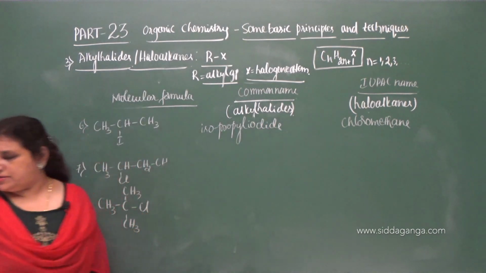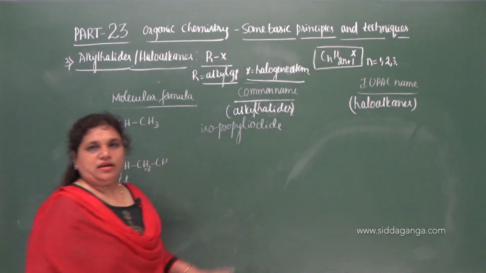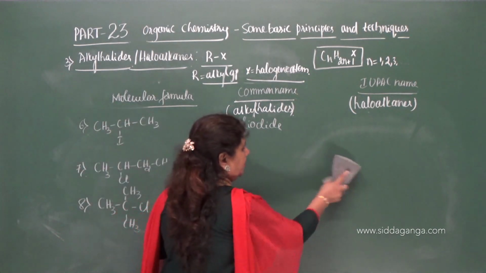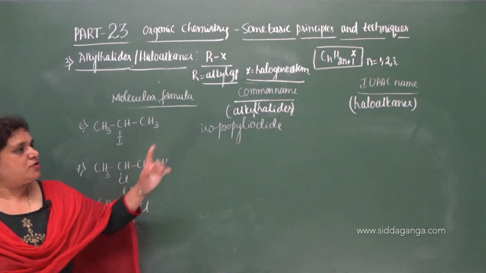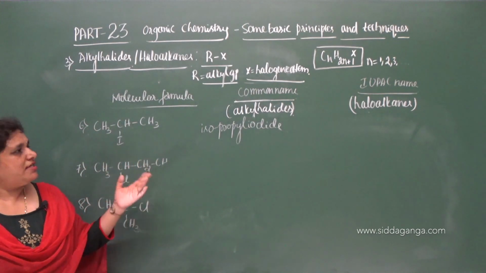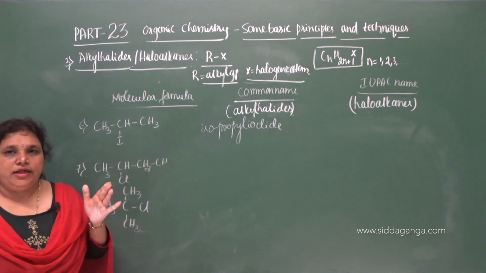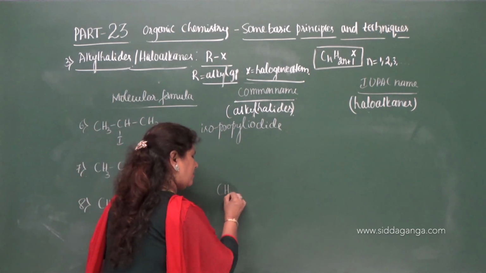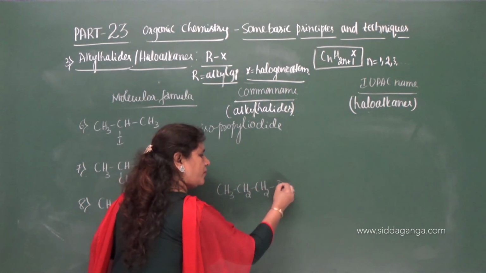Isopropyl iodide is the common name for this compound. So then N-propyl iodide I have written as the third compound. Look at the third compound, it is N-propyl iodide and this is isopropyl iodide. What is the difference between N-propyl iodide and isopropyl iodide? In N-propyl iodide, the iodine atom, see here, this is N-propyl iodide, the third compound.